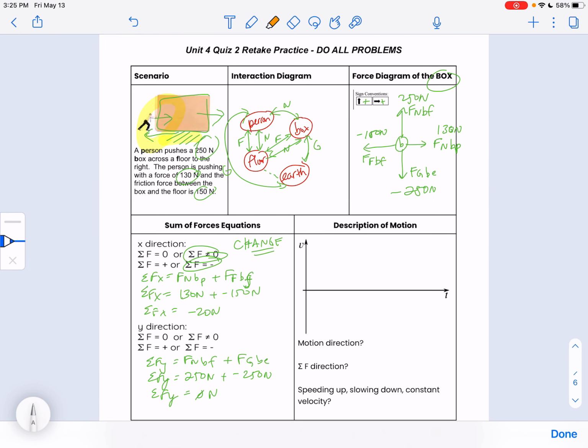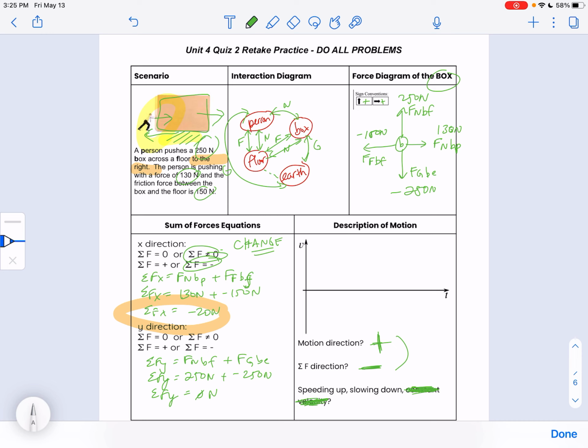All right, now, here's where it got dicey on the quiz. Okay, the box is moving to the right, so that means the motion direction is positive. Okay, the sum of the forces direction is negative. So when the sum of the forces is not 0, that means there's going to be a change. Okay, so it's not at a constant velocity. I don't know why everybody wrote that. It's not at a constant velocity. The forces have to be balanced for that to happen.